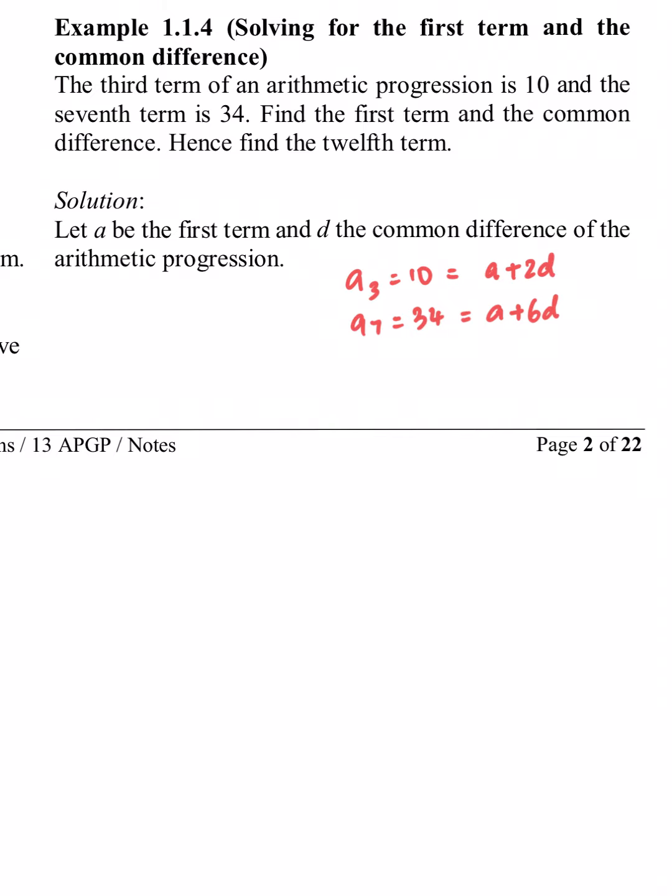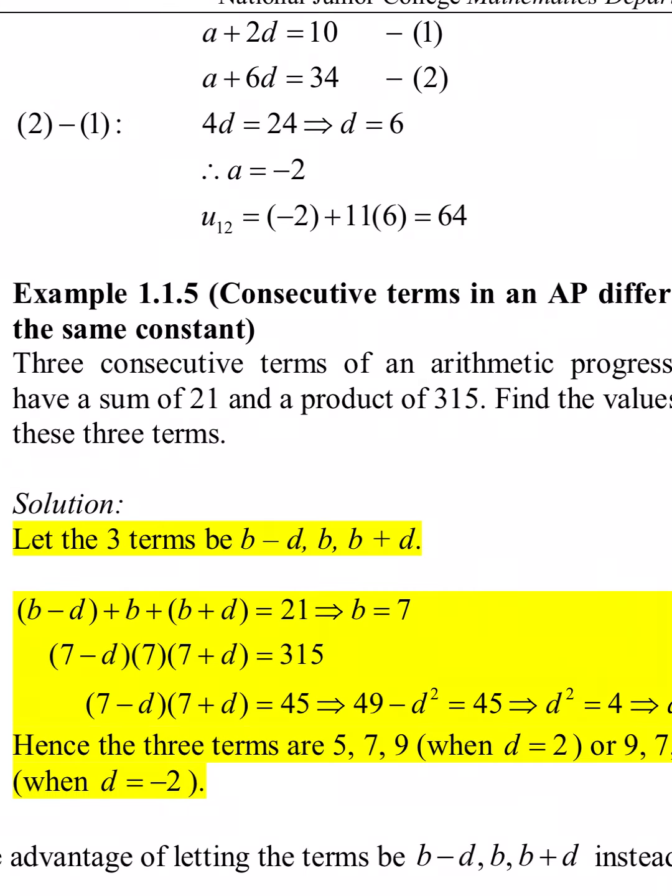So we have two equations. We can solve them simultaneously to obtain what A and D are. So if you solve them, you will obtain A is equal to -2 and D is equal to 6.